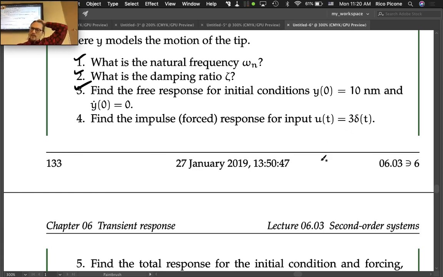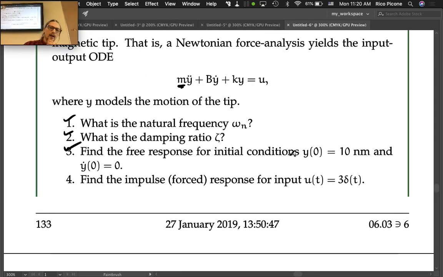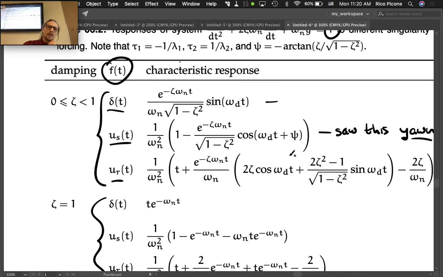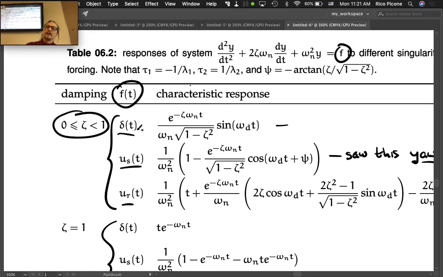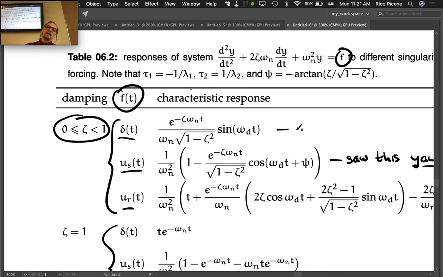So let's go to our table here. We have an underdamped case, right? We are between 0 and 1 with our zeta. And let's look at the characteristic response for a delta function. Now we're going to scale that delta function by 3, but we can use superposition to fix that. If we know what happens when you put in delta, then we can find out what happens when you put in 3 times delta pretty easily. So the characteristic response is given here.